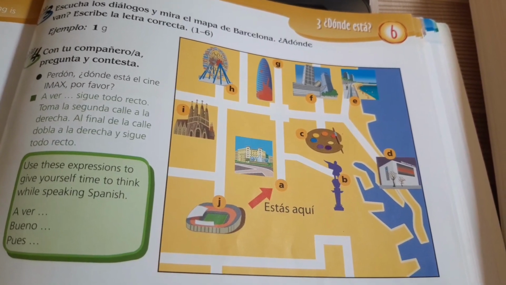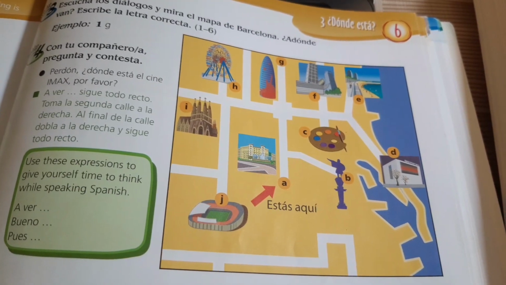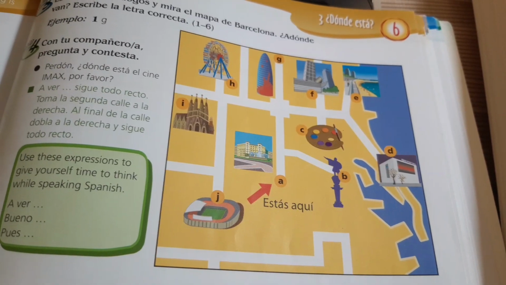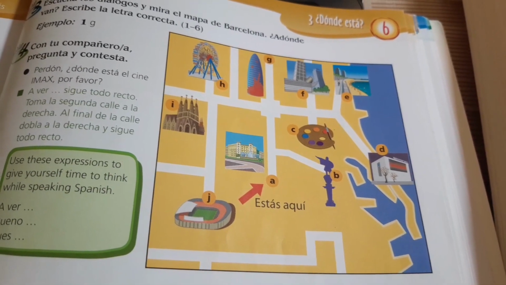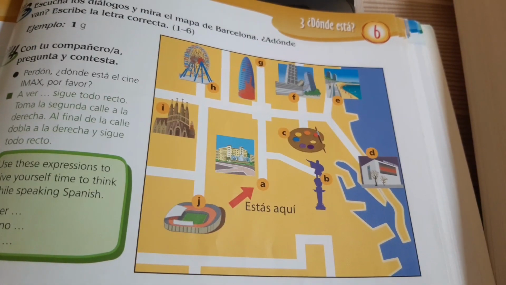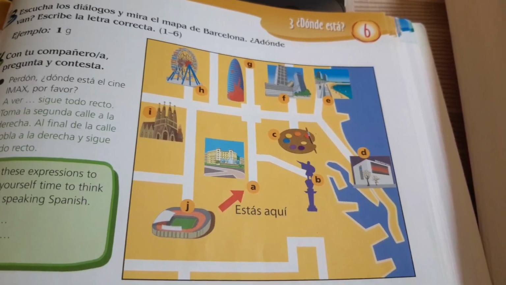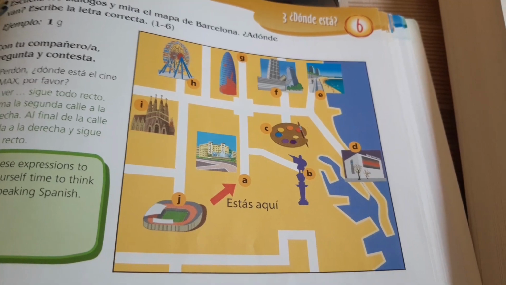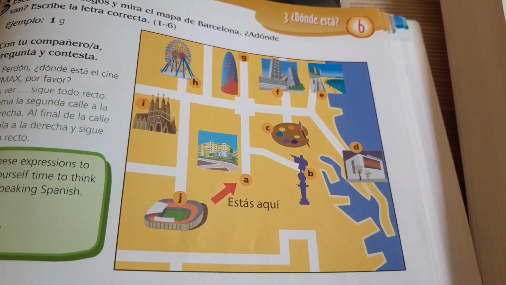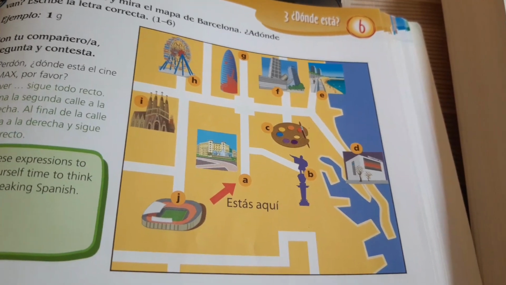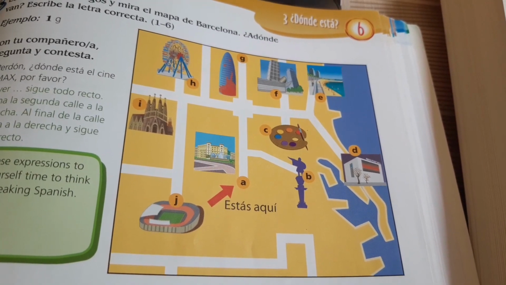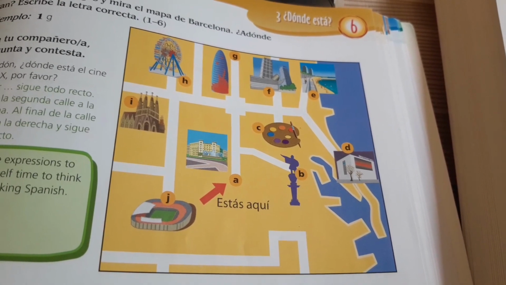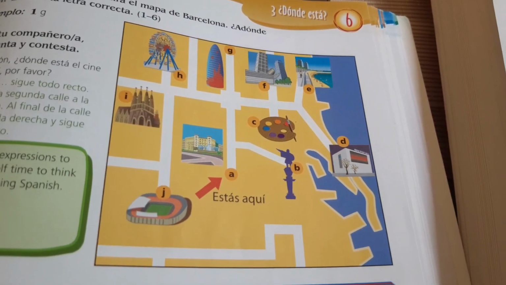Number 4. Perdón, señor. ¿Dónde está Bip? A ver, sigue todo recto, dobla a la izquierda, luego toma la segunda calle a la derecha y está al final de la calle. Number 5. Perdón, señor. ¿Dónde está Bip? Mira, sigue todo recto, toma la segunda calle a la derecha y luego toma la primera calle a la derecha. Está al final de la calle. Y finalmente 6. Perdón, señor, ¿dónde está Bip? Mira, sigue todo recto, toma la segunda calle a la derecha y luego toma la segunda calle a la derecha y está al final de la calle.